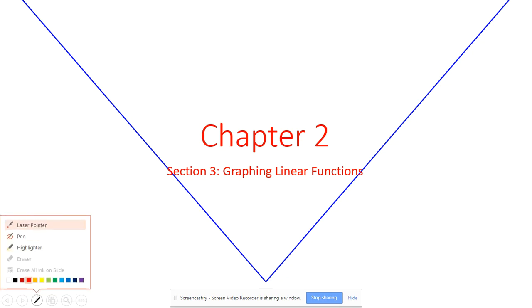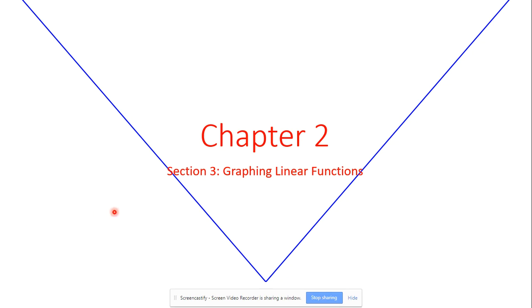Welcome back to the third section of Chapter 2. In this section, we'll be looking at graphing linear functions. We'll be telling whether or not they're linear, and then graphing them using a variety of different starting points.